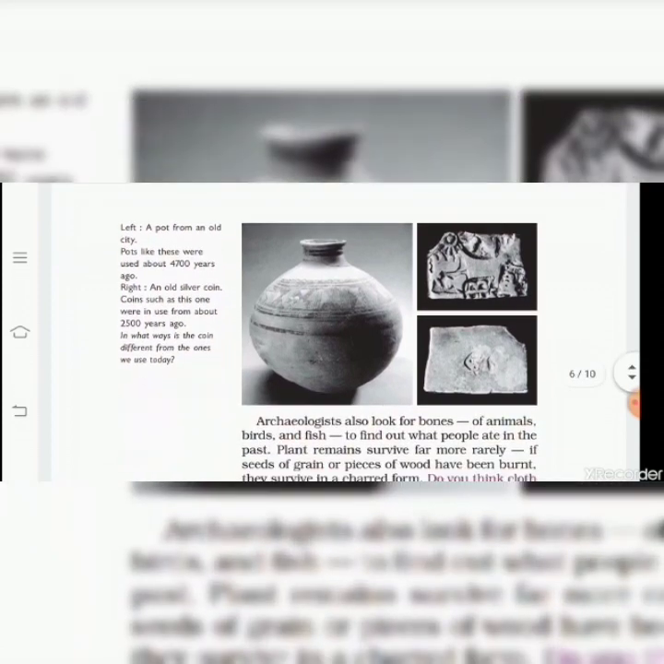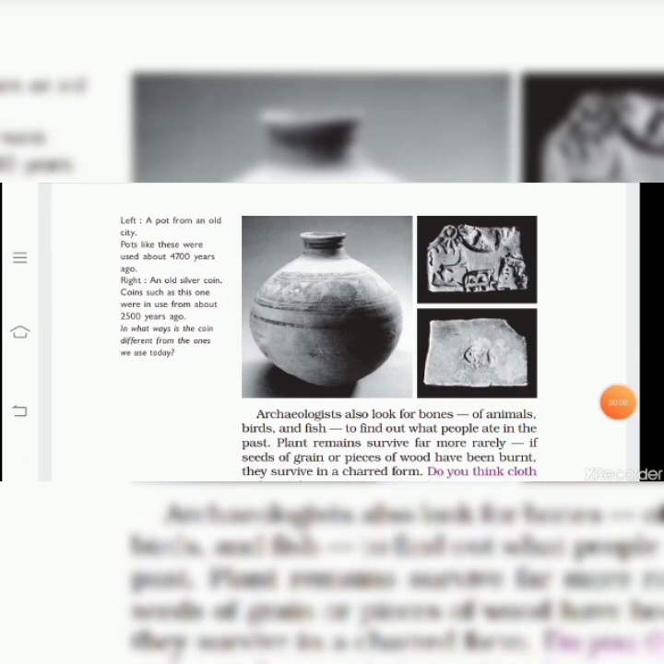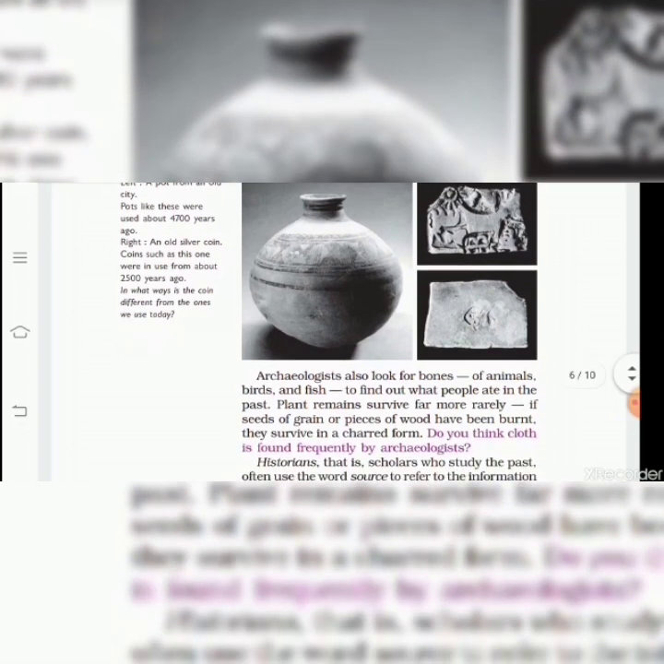Here is the picture. Left, a pot from an old city. Pots like these were used about 4,700 years ago. Earlier, pots were just dried under the sun. Later, they were baked in the kiln, which made the pots durable and strong. Pots were designed to make them look attractive. Designs of flowers and leaves were generally observed.